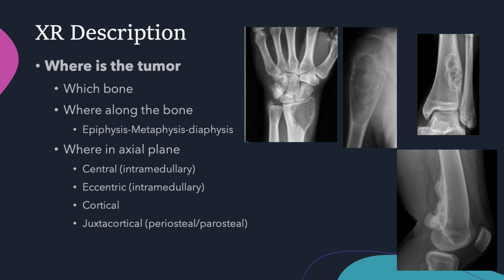We have the first question. Where is the tumor? The location. We will ask what specific bone, where along the bone, and where in the actual section of the bone. Possible answers may be the following: central or centric, eccentric, cortical, anywhere along the cortex, and juxtacortical, like abutting the cortex or just within the periosteum.